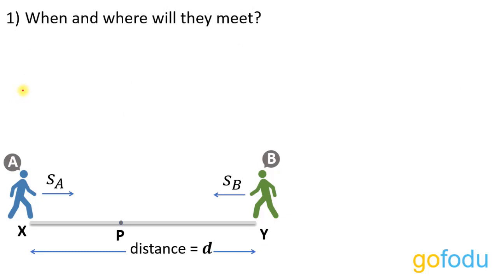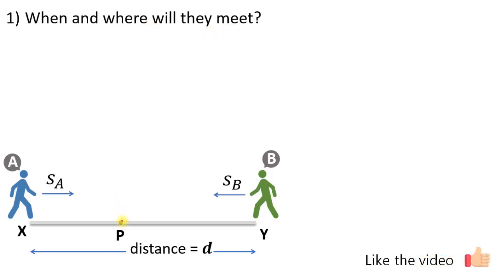As we have not taken any numeric values, the answers that we'll be getting will be in terms of SA, SB and D. Many times these answers are presented as direct formulas in certain books. I suggest you not to mug these up as direct formulas, just focus on the logic. So our first question is, when and where will they meet?